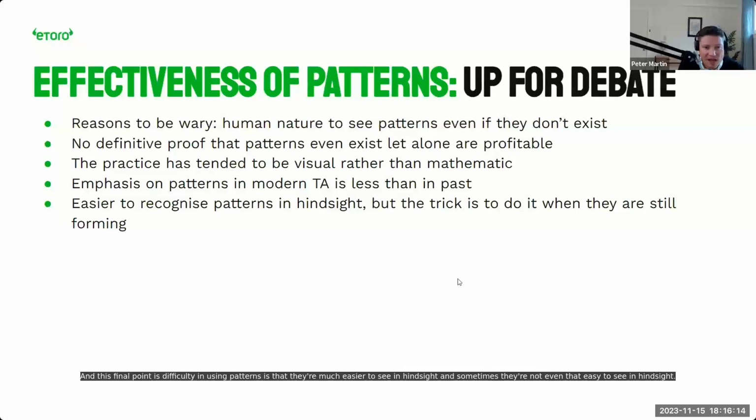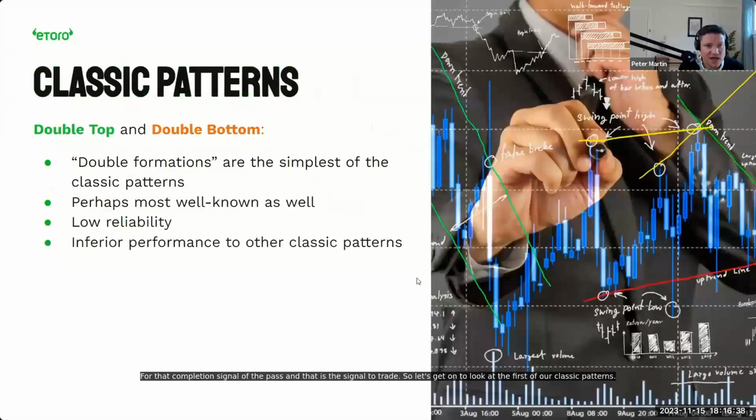And this final point is a difficulty in using patterns: they're much easier to see in hindsight. Sometimes they're not even that easy to see in hindsight. But the trick is that you've got to see them when they're still forming. So you've got to be able to see, okay, this might be happening, and I'm waiting for that completion signal of the pattern. That is the signal to trade. So let's get on to look at the first of our classic patterns.